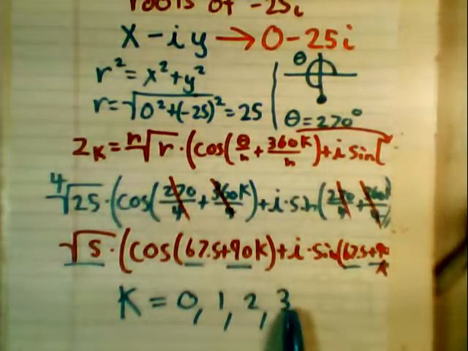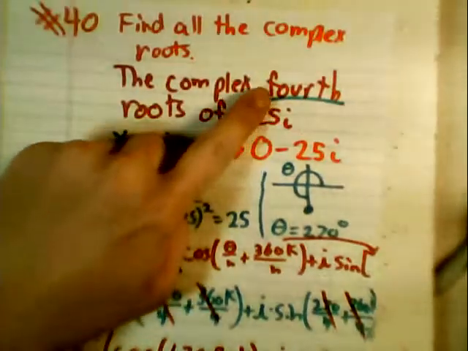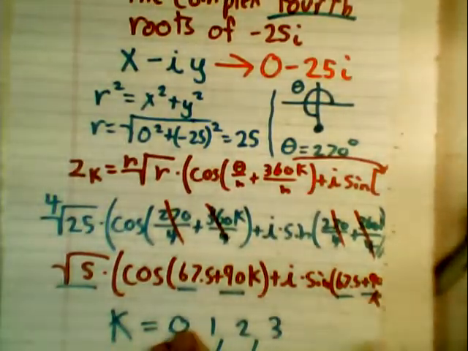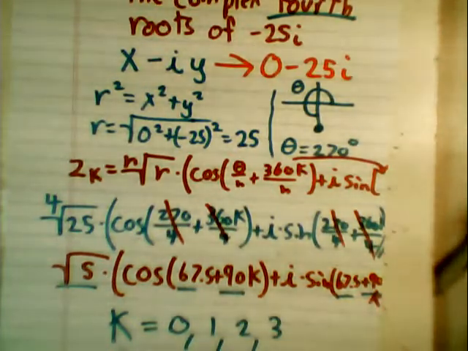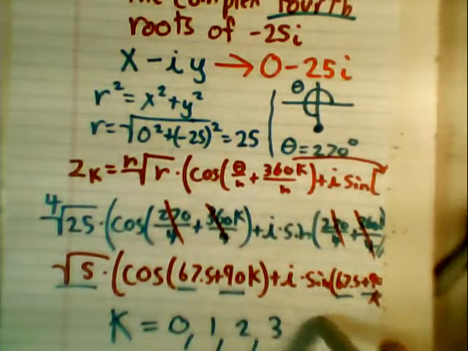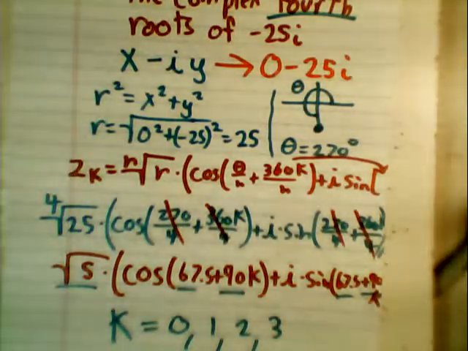So how you figure that out is we're looking for our fourth root, so there's going to be 4 of them. So 1, 2, 3, 4. That's how you figure out what your last number is. So say we actually wanted 5. Well, then it'd be 1, 2, 3, 4, 5. So it'd stop at 4. And that's how you figure out your k.